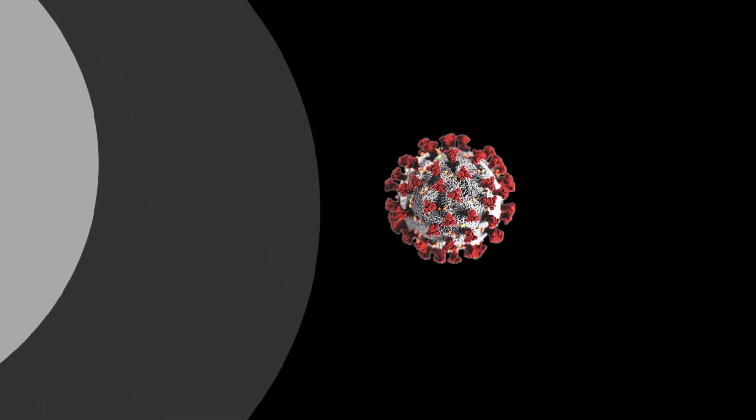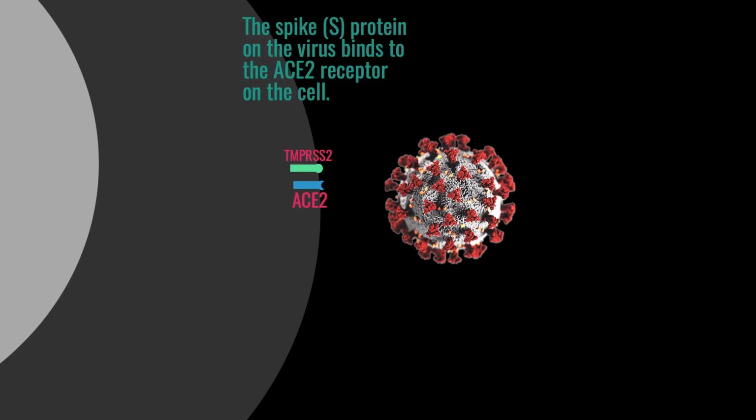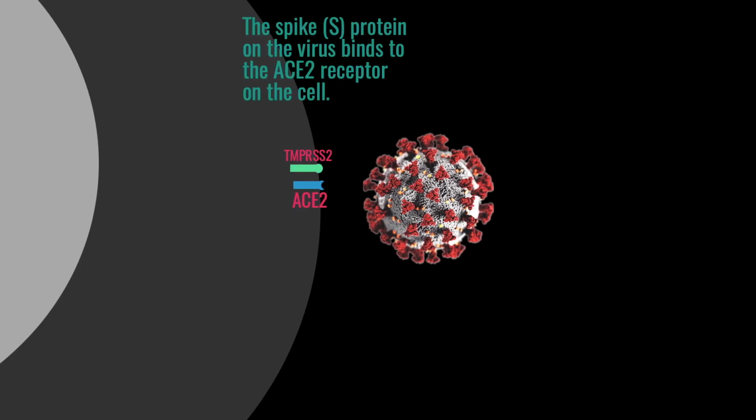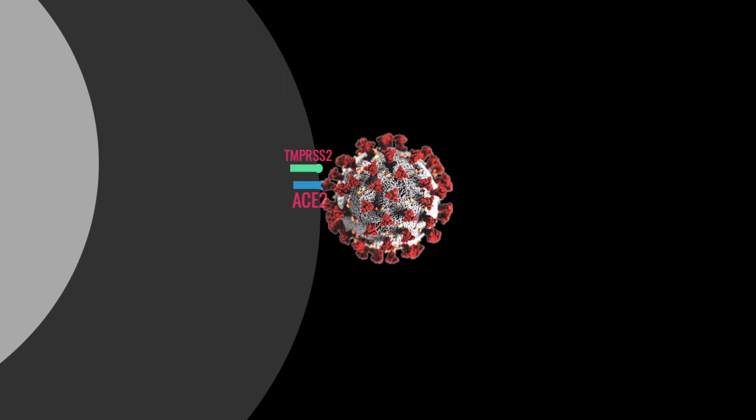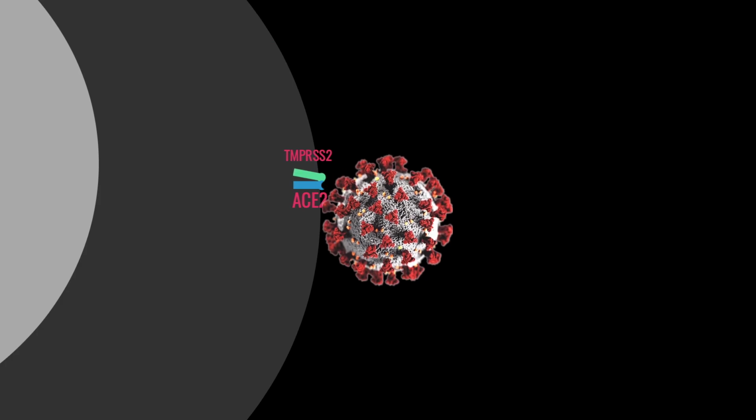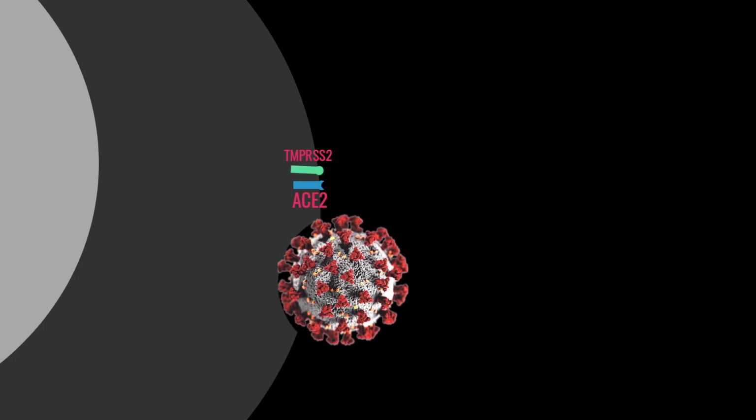A spike protein on the virus binds to the ACE2 receptor, which is found in many cells and is the same receptor the SARS virus particle used. Part of the spike protein is cleaved by the TMPRSS2 protease, resulting in the activation of the virus particle, allowing it to enter the cell. The process of entry is called endocytosis, in which the virus is engulfed by the host cell.